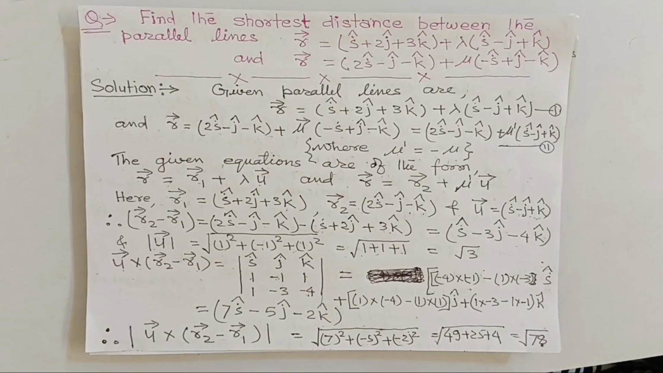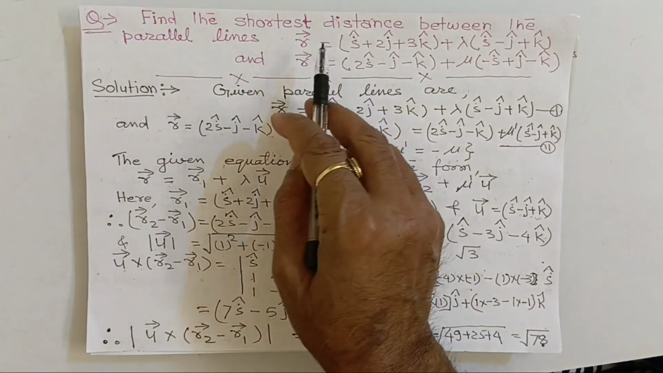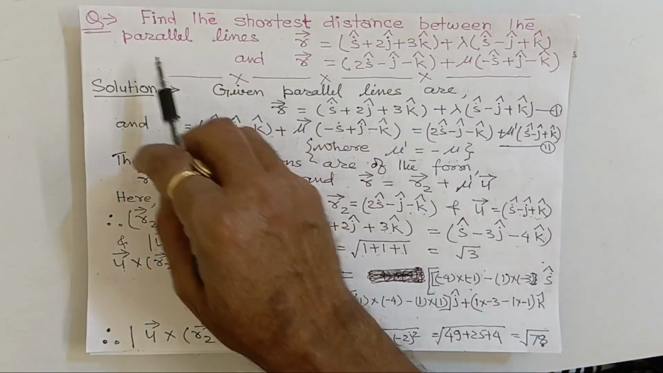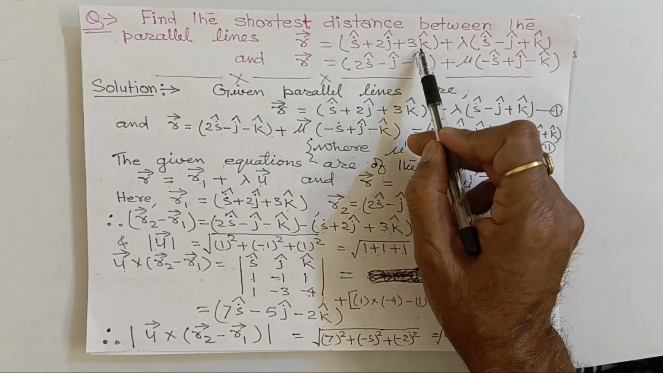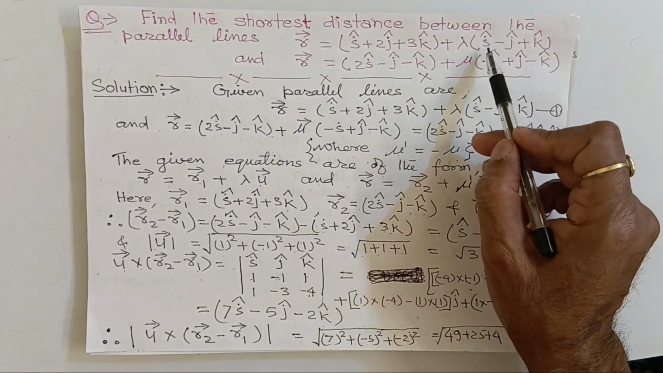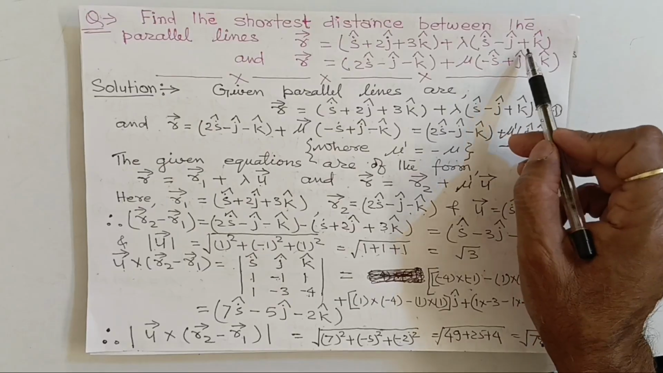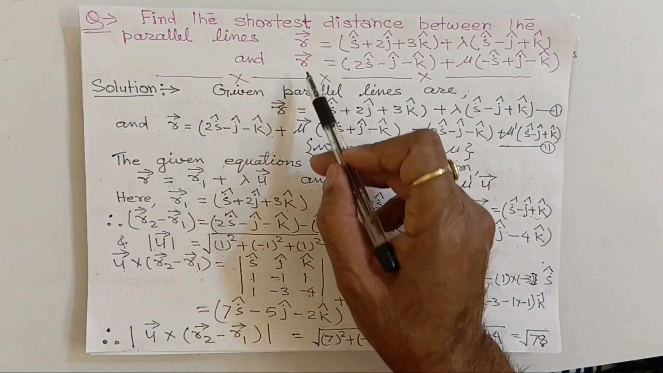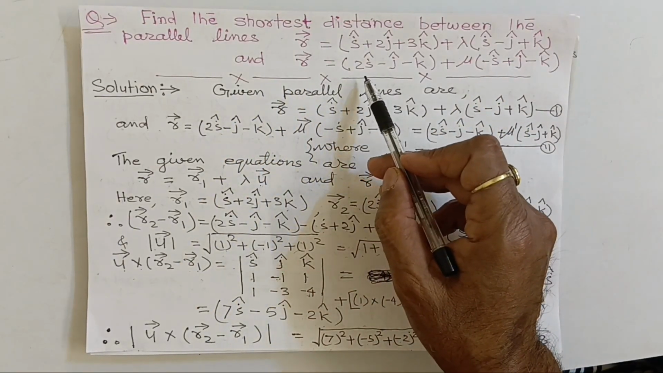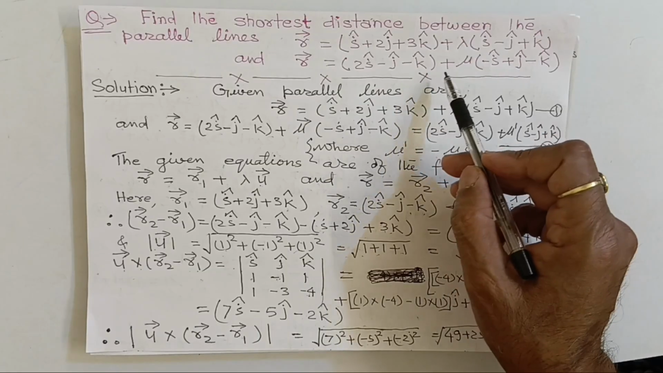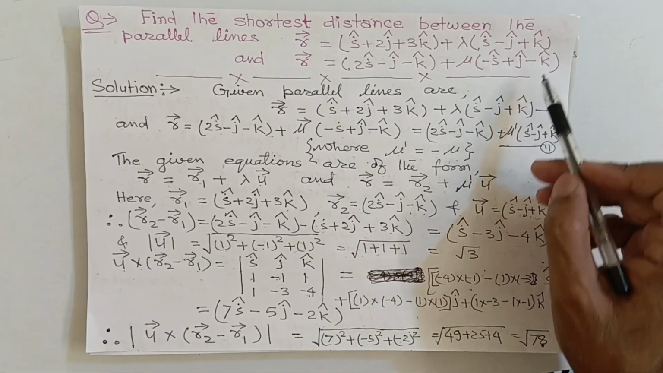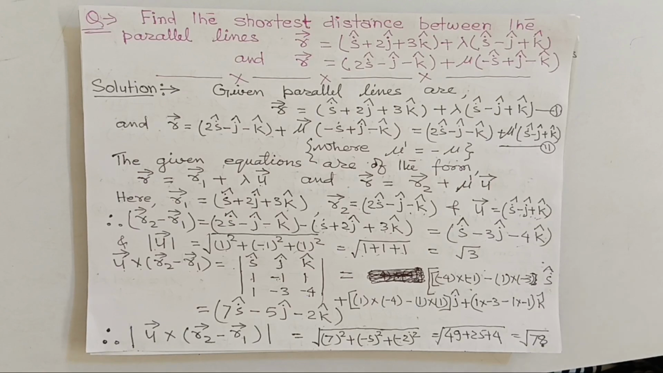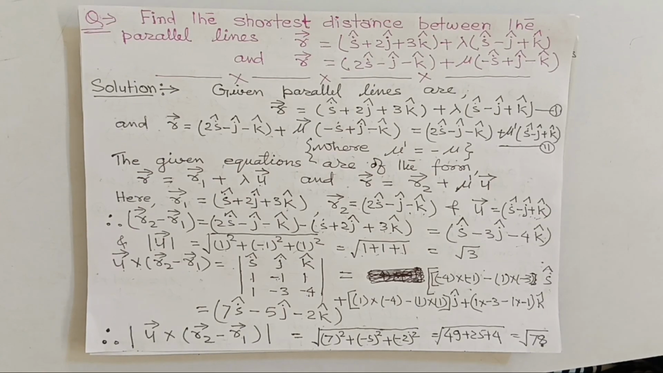The question is: find the shortest distance between the parallel lines. Vector r is equal to i plus 2j plus 3k plus lambda times (i minus j plus k), and vector r is equal to 2i minus j minus k plus mu times (minus i plus j minus k). Very important question. The solution is here.